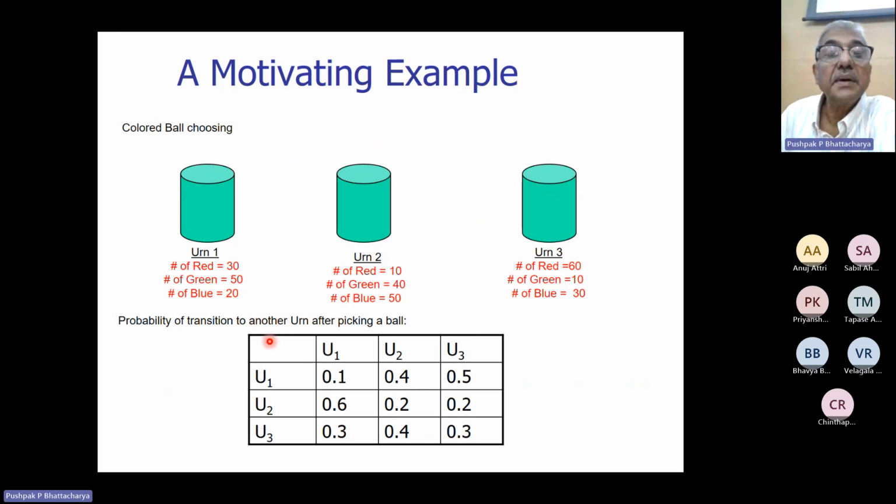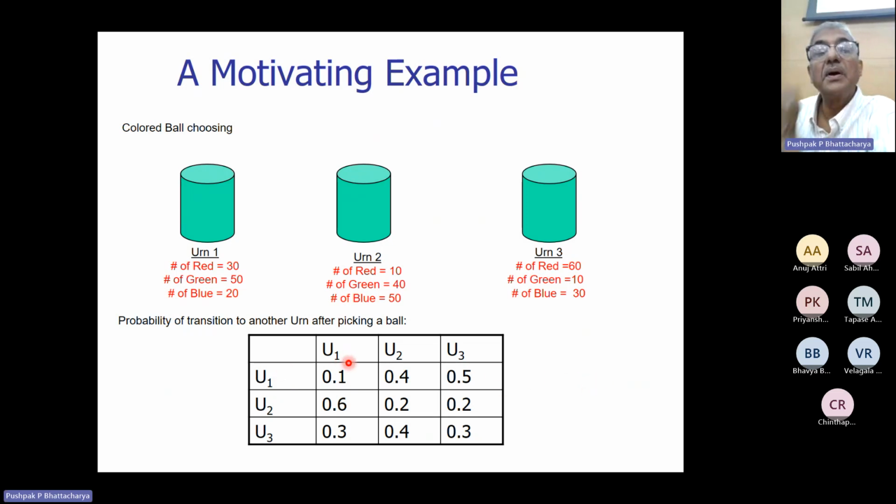Now the probability of going from one urn to another is also given. If I have picked up a ball from U1, what is the probability that I'll pick up the next ball also from U1? It is 0.1. Probability of picking from U2 is 0.4, from U3 is 0.5. Similarly for U2 and U3. Notice that since after U1 you have to remain in one of the containers U1, U2, and U3, the row sum has to be equal to 1.